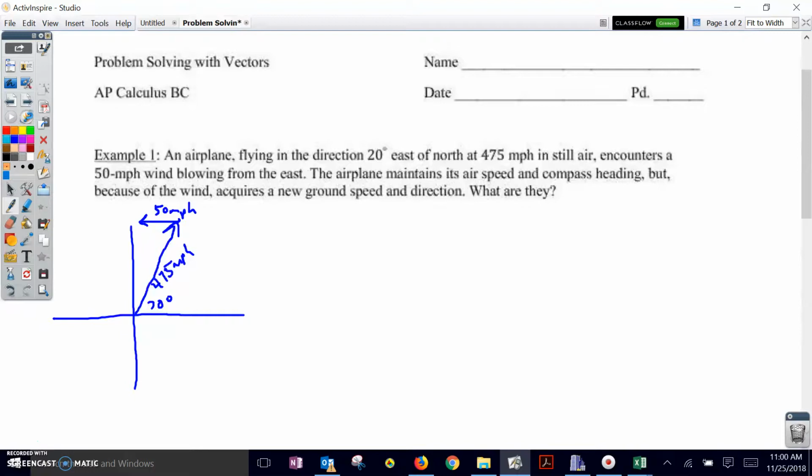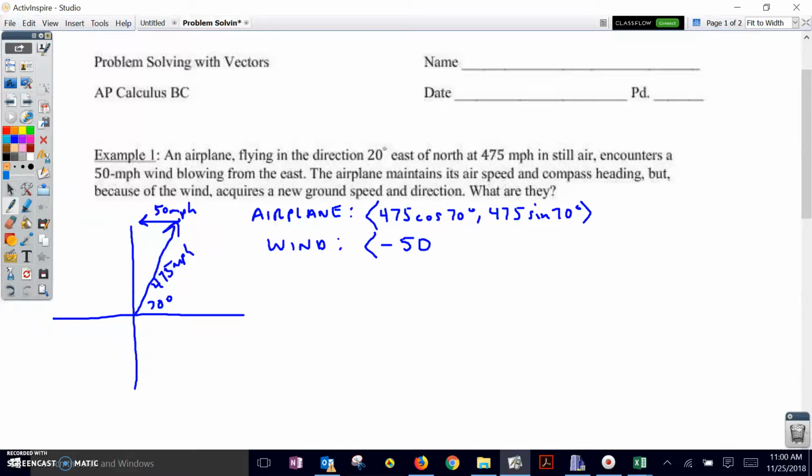And so what we have here is two vectors. We have the airplane's vector, which is 475 cosine of 70 degrees, 475 sine of 70 degrees. And we have the wind's vector, which is negative 50, since it's going 50 in that direction, and 0.